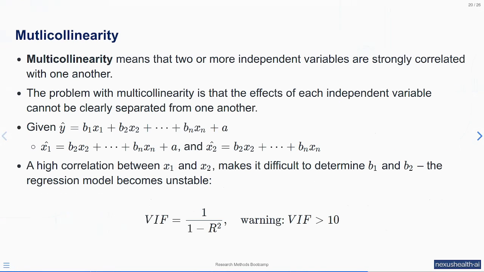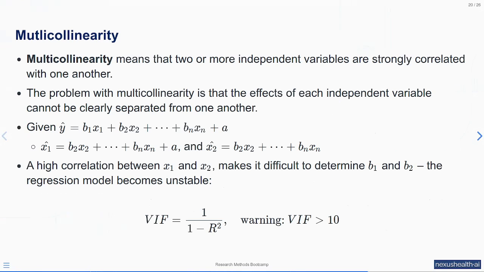Multicollinearity means that two or more independent variables are strongly correlated with one another. And this is why we cannot put all the terms of our dummy variables into a regression model, because they are actually strongly correlated with each other. So the problem with multicollinearity is that the effects of each independent variable cannot be clearly separated from one another. A high correlation between two predictor variables makes it difficult to determine the coefficients for the corresponding variables, and so the regression model becomes unstable.